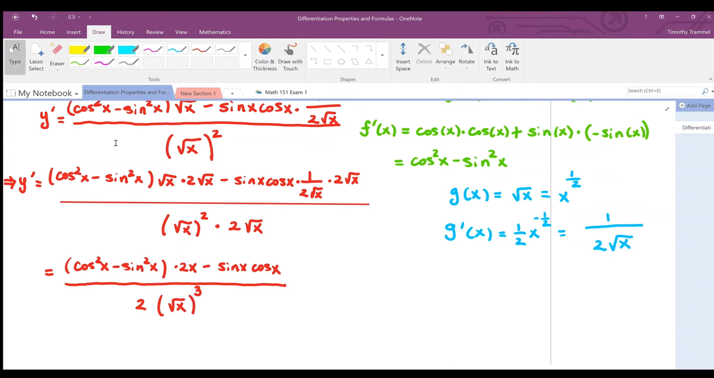There's our derivative, and that's it for this section.